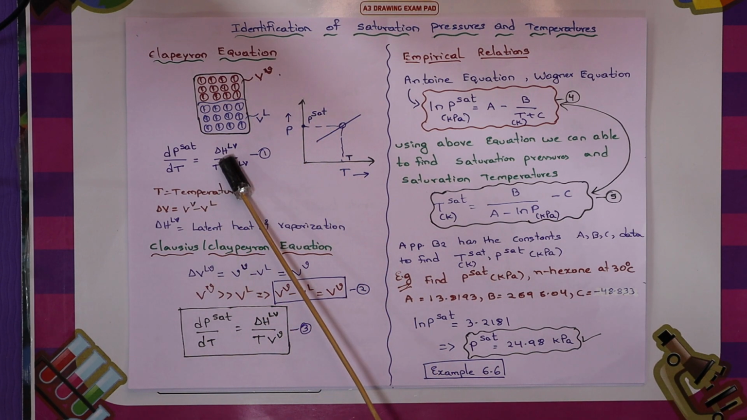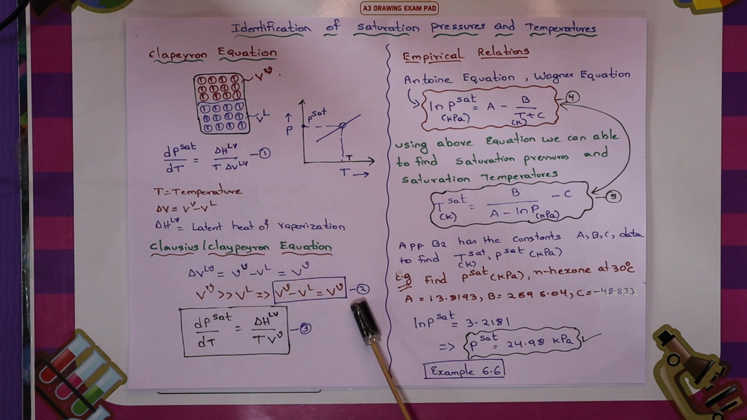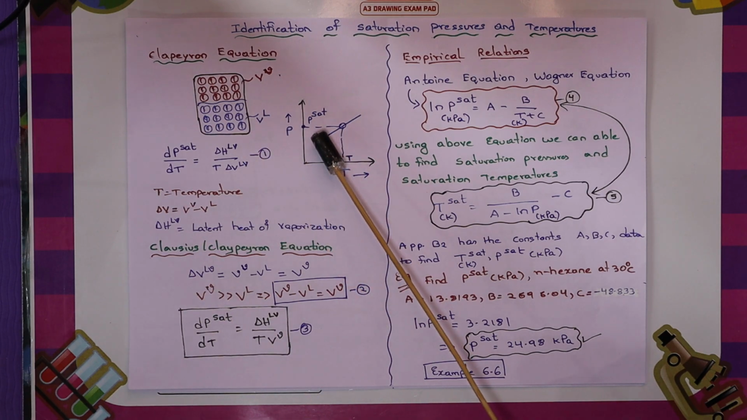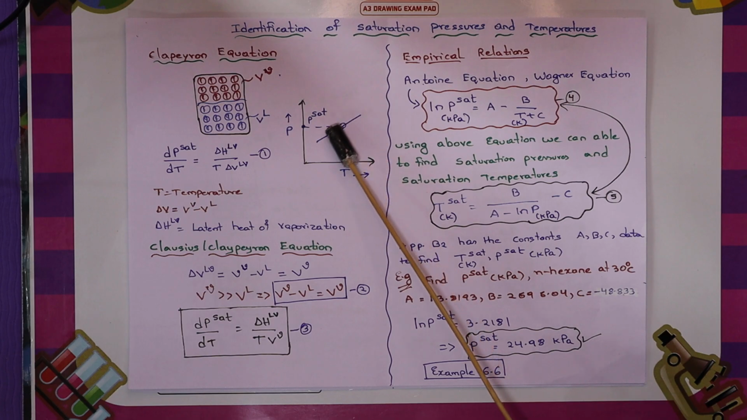So if in this equation you substitute equation number 2, you get dP_sat/dT equal to ΔH_LV divided by T times ΔV. Okay, this is the Clausius-Clapeyron equation. This is called the Clapeyron equation. Based on these Clapeyron and Clausius-Clapeyron equations, many people came up with line equations.